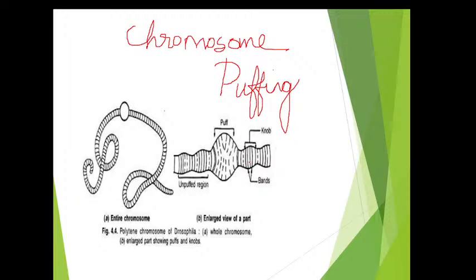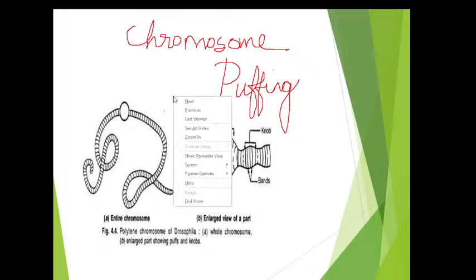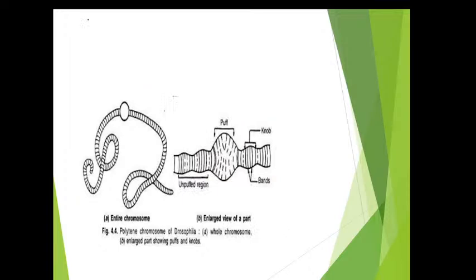Here you can see that there are some dark bands and light bands, and in the dark bands there is no transcription. Under the microscope, certain portions will be stained dark and certain portions will be lightly stained. The dark stained regions are condensed; they have heterochromatinized DNA. Dark region means the DNA is condensed.